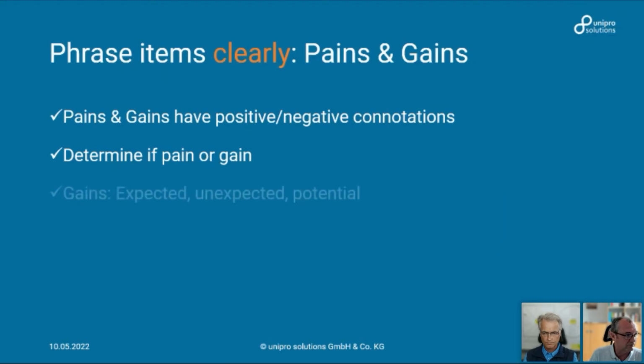Then in terms of gains, there are different kinds of gains. It could be expected, like your promise when you sold the product or when the customer bought the product. Could be unexpected, or it could be a potential gain. Sometimes people talk about, oh, it would be nice if your product could do this and that.